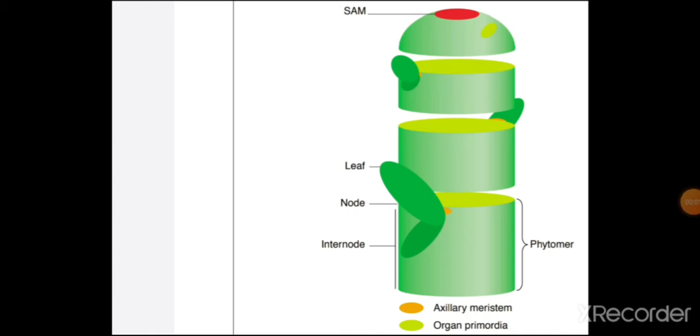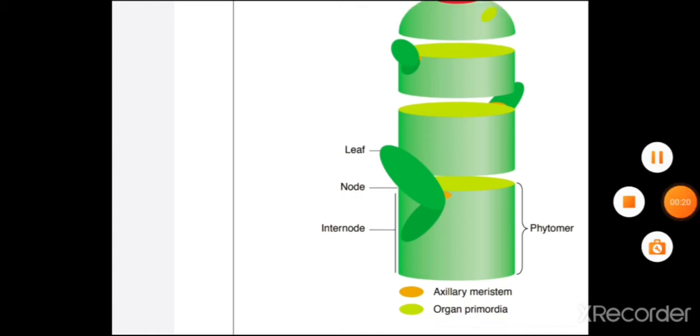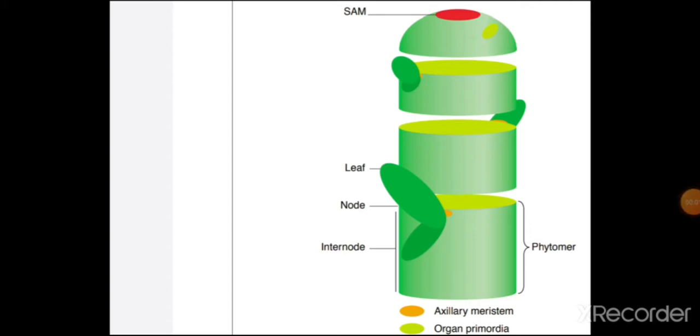In this figure, the position of shoot apical meristem, labeled as SAM in red color, is shown. The position of axillary meristem and organ primordia is also shown in yellow color and in light green color respectively. By seeing this figure, one can easily understand that the stem is made by repeating units of phytomer. This type of growth is called modular growth. Inflorescence also follows a modular growth pattern.